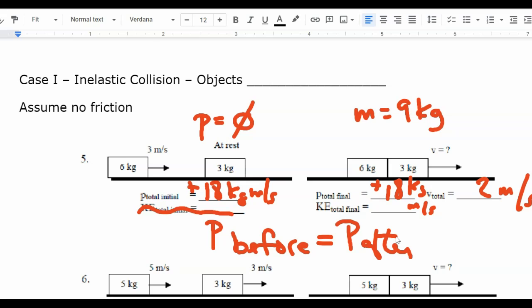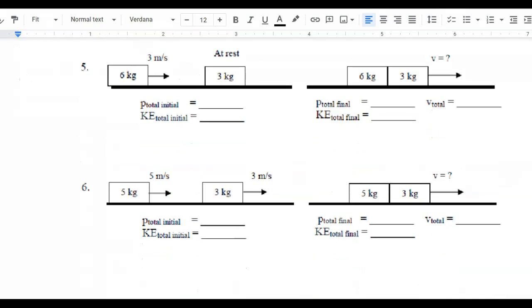So good, simple. So now look at this. You can actually predict what happens if a 6 kilogram object is moving at 3 meters per second, hits a 3 kilogram object that's at rest. You can predict that those two combined masses will have a velocity of 2 meters per second based upon the law of conservation of momentum. Now let's try this one over here. Why don't you do this one? Check that one out. Do that yourself.